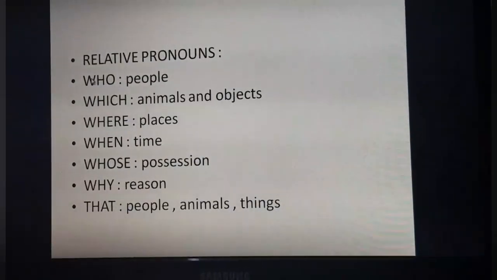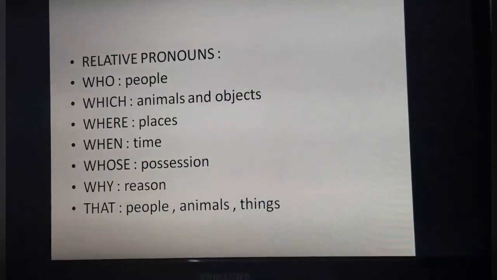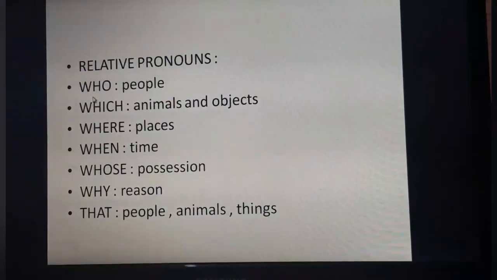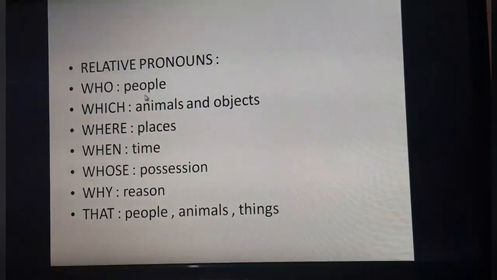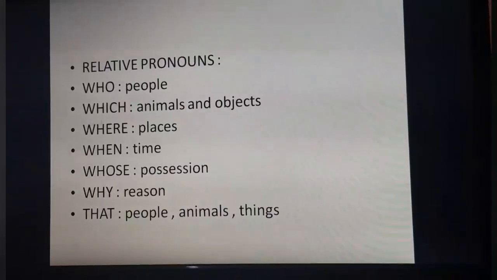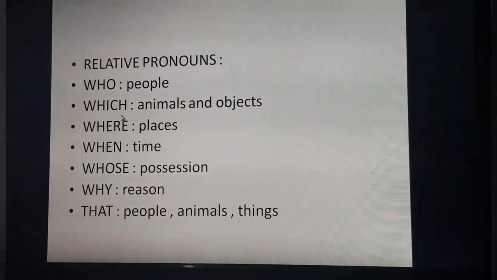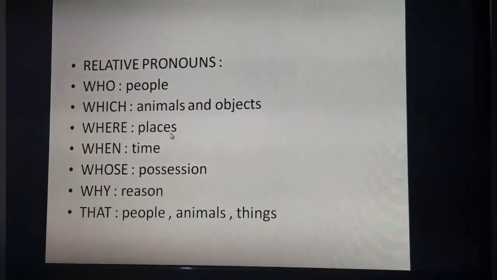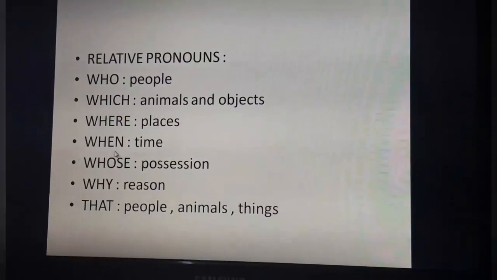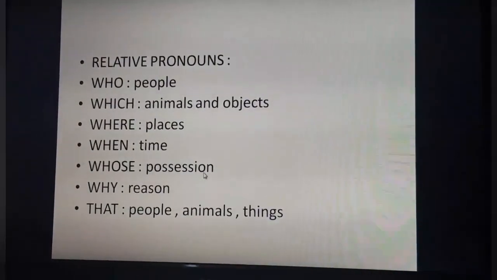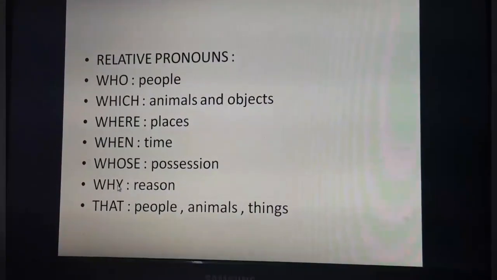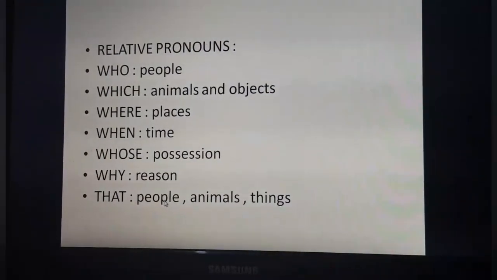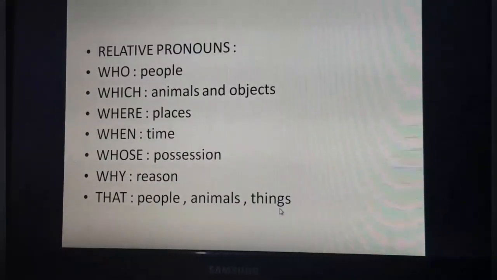Okay, so we have already spoken about relative pronouns. What are relative pronouns? I have here some examples. The first one is who, which refers to people. The other one is which, animals and objects. Where refers to places. When speaks about time. Whose refers to possession. Why refers to reason, and that refers to either people, animals, or things.